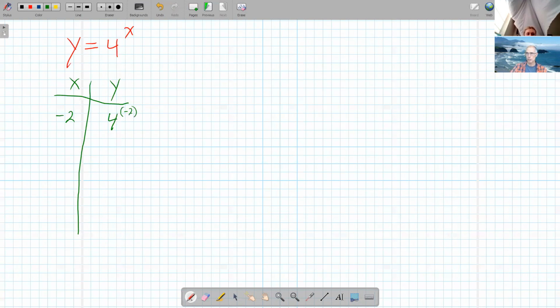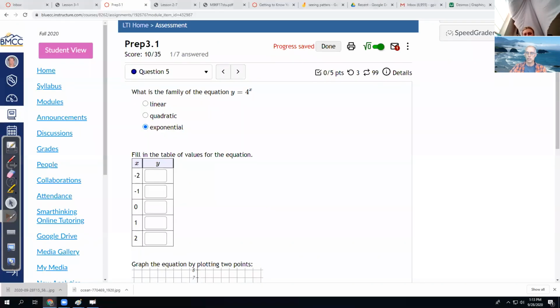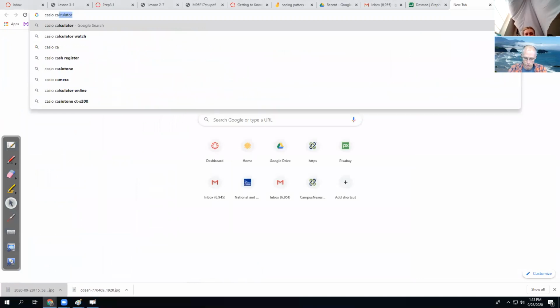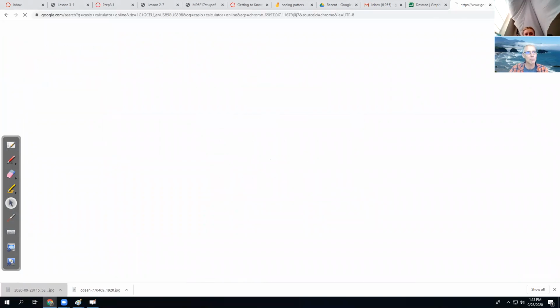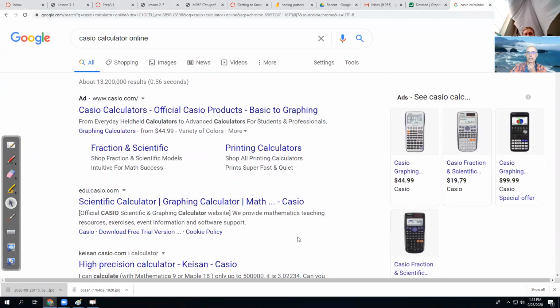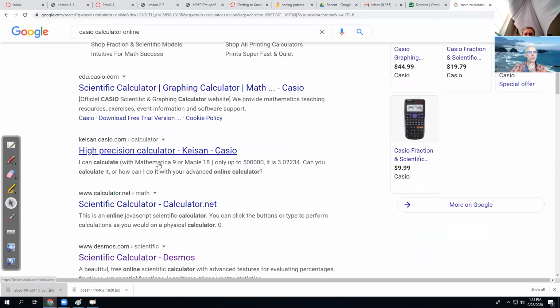I could either use the Desmos calculator, or I could use another calculator. Does anybody have a request on the type of calculator you want to see me use? Casio? I don't think I can get to a Casio, but let me try. Let's see. Casio calculator. Is it a scientific calculator? I'm not sure. Does it have a big screen or a little screen? A little one. Okay, it's probably a scientific calculator. What's this right here?